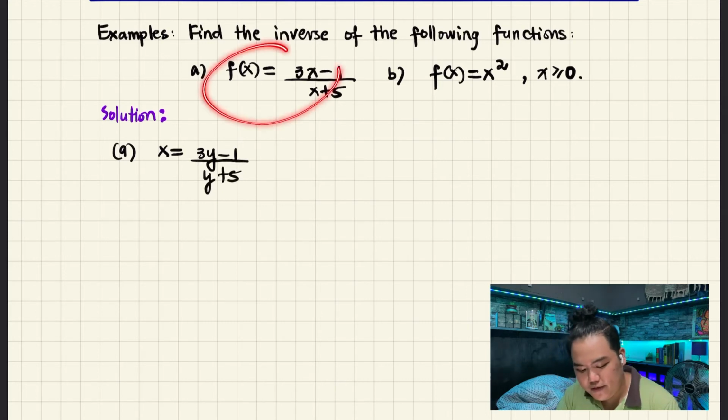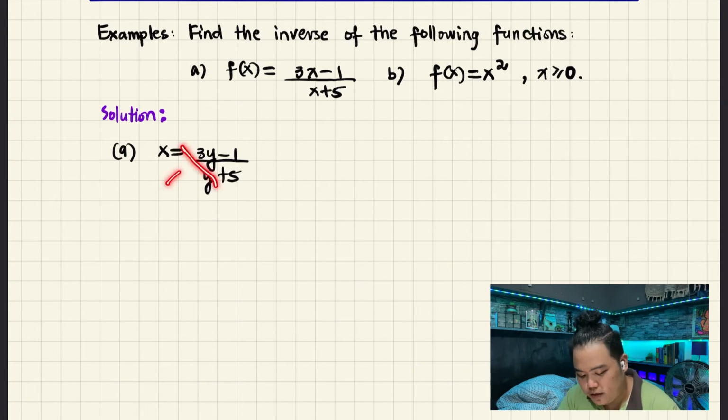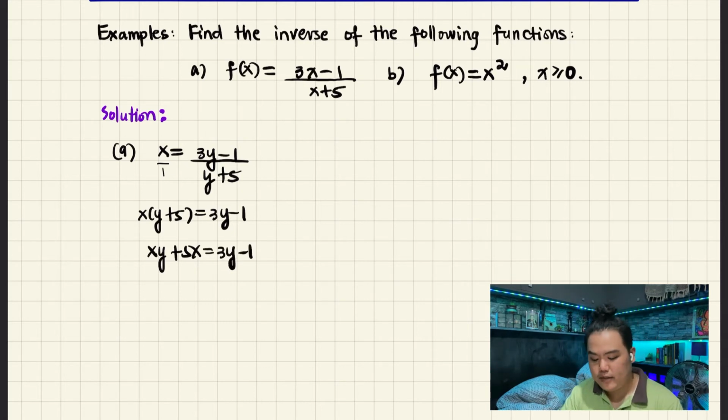Okay, so you can verify that these functions are one-to-one, ha? And then you solve for y. Cross multiply, denominator nito is 1. We get x times y plus 5 equal to 3y minus 1. Distribute, xy plus 5x is equal to 3y minus 1. Sinusolve natin si y, kailangan ma-isolate yung y sa isang side. Lagay na lang natin sa left lahat ng may y, tapos itong 5x lagay natin sa kanan. xy minus 3y equal to negative 5x minus 1.